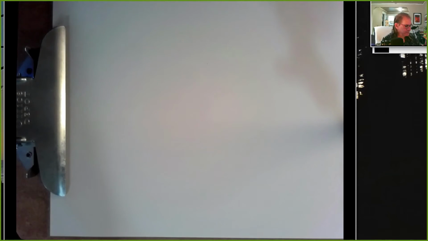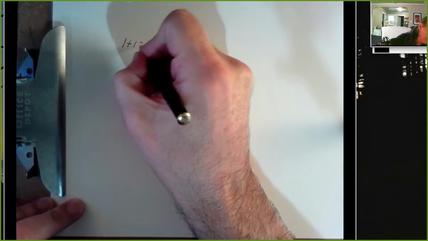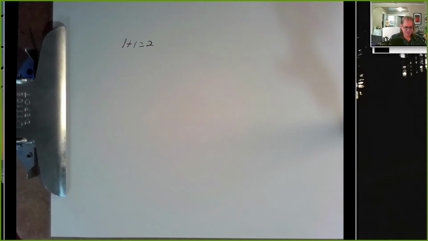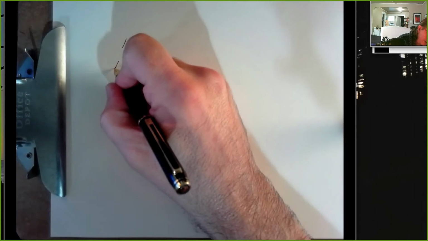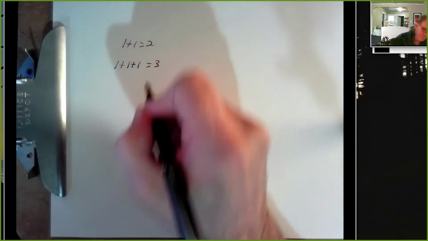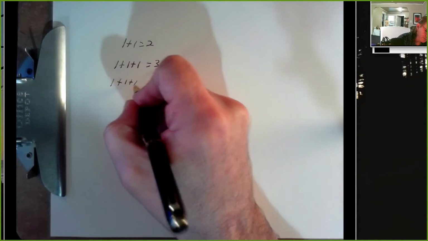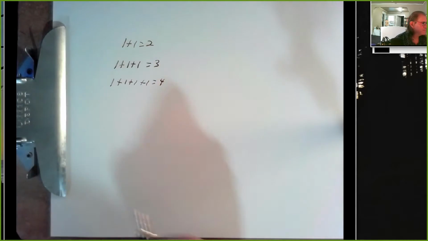Let me give you a different example. If you grab a pocket calculator and you say 1 plus 1, you end up with 2. And we've done this, right? As long as it's not equal to 5. 1 plus 1 equals 2. And if I grab a pocket calculator and I say 1 plus 1 plus 1, my display is going to show 3. And if I do 1 plus 1 plus 1 plus 1, my display is going to show 4.